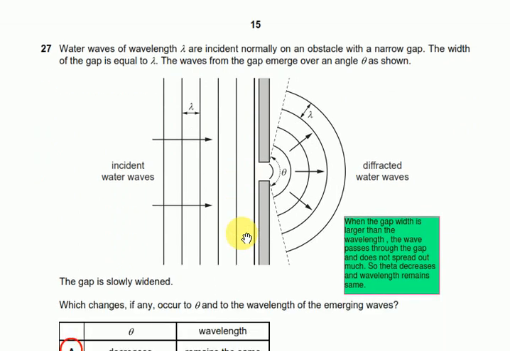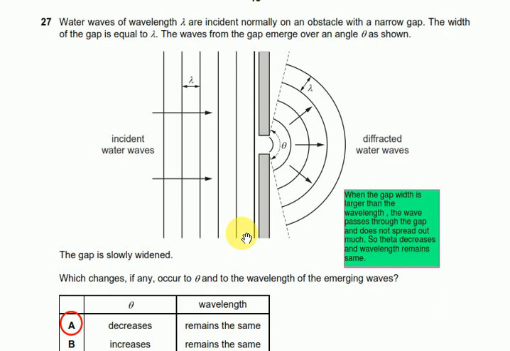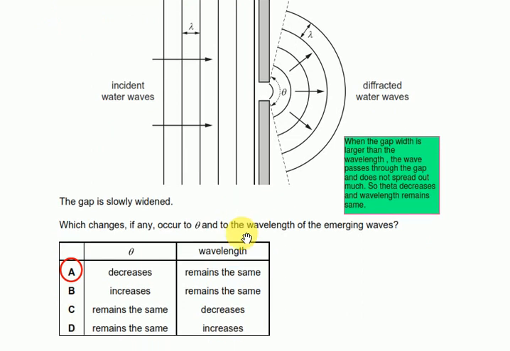Question number 27 says that water waves of wavelength lambda are incident normally on an obstacle with a narrow gap. The width of the gap is equal to lambda. The waves from the gap emerge over an angle theta as shown. The gap is slowly widened. Which change, if any, occurred to theta and to the wavelength of the emerging waves? When the gap width is larger than the wavelength, the wave passes through the gap and does not spread out much. So theta will decrease, because theta represents the spread. The smaller the spread, the smaller the theta. So theta decreases and the wavelength of the wave remains the same.